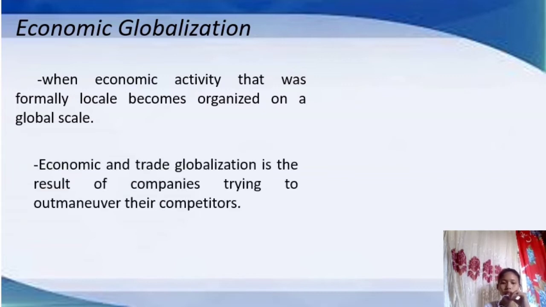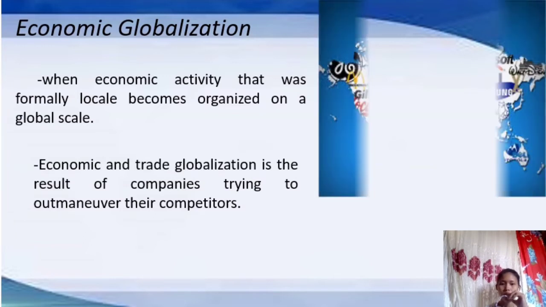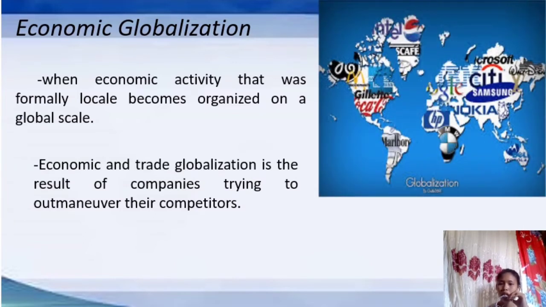Okay, so economic and trade globalization is the result of companies trying to outdo their competitors. In economic globalization, businesses like Coca-Cola are all around the world and they are trying to outdo their competitors. For example, while you search for the cheapest place to buy shoes, companies search for the cheapest place to make those shoes.